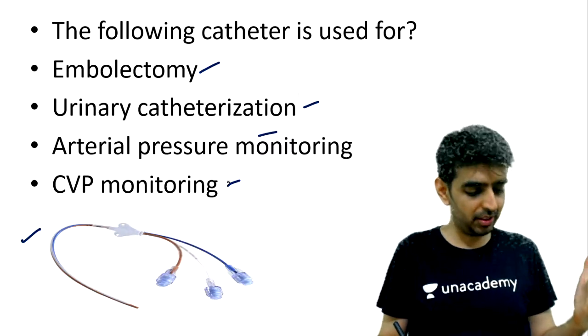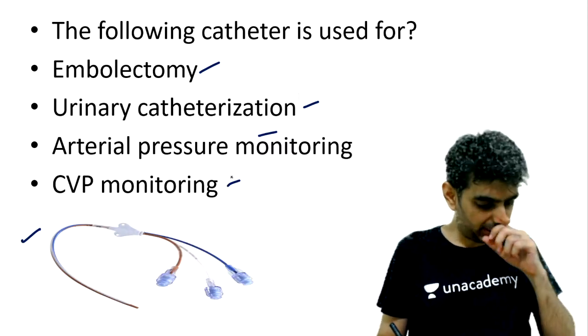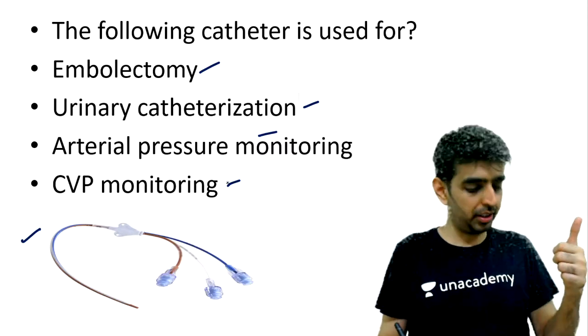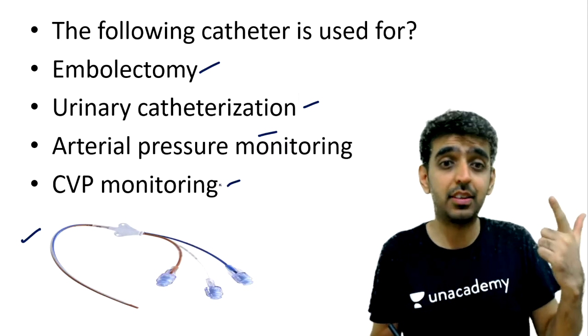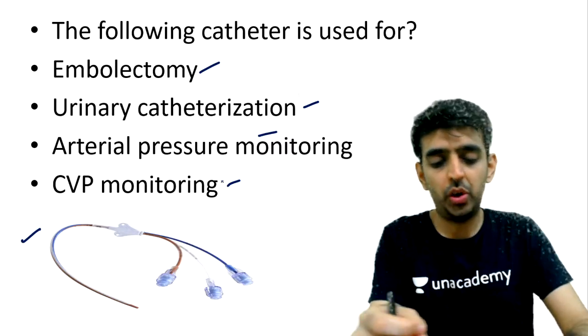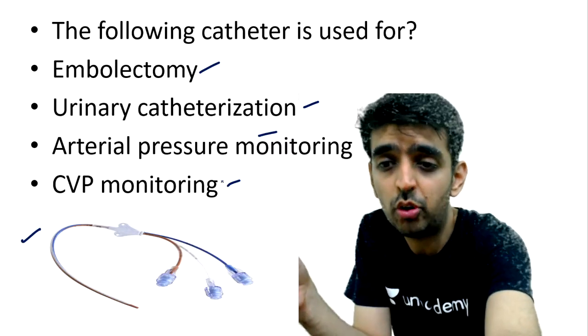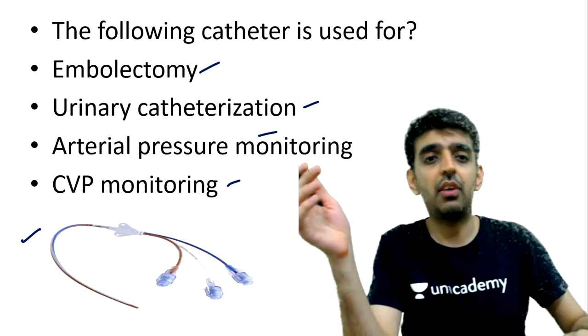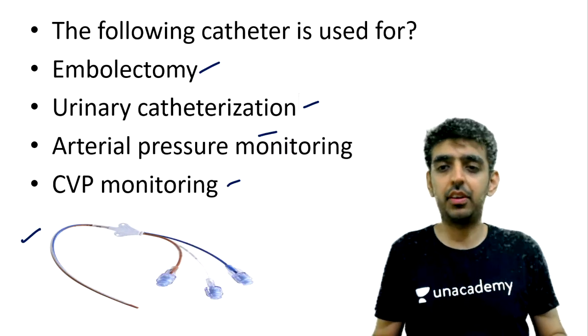Yes, I am getting some answers, people. Dr. Sai says it is option C, that is arterial pressure. Dr. Amit Kumar says that it is arterial pressure monitoring. Dr. Nurain says, Dr. Subhendra says yes. Dr. Staffy says it is A, embolectomy catheter.